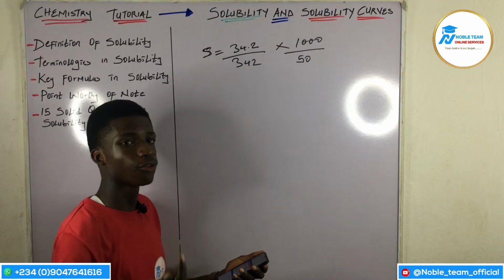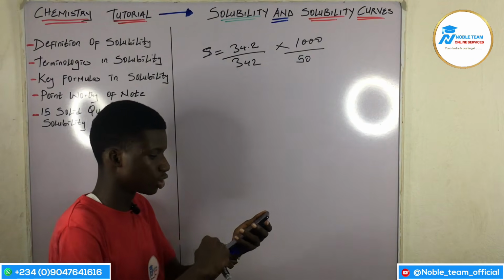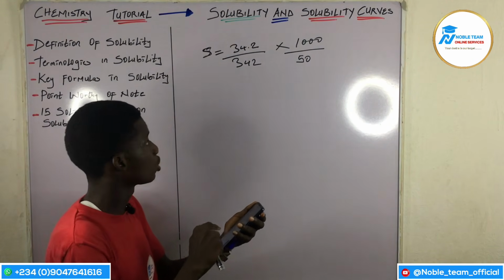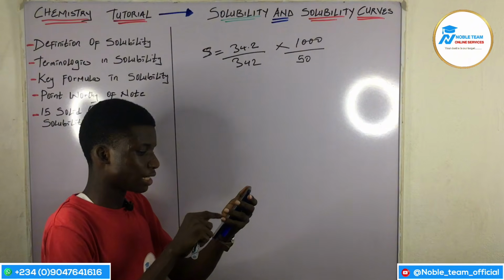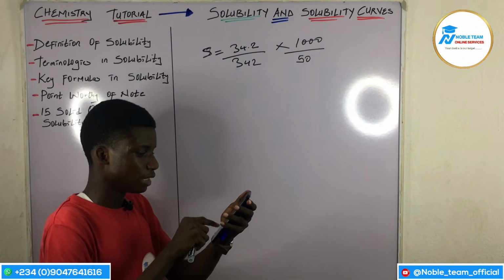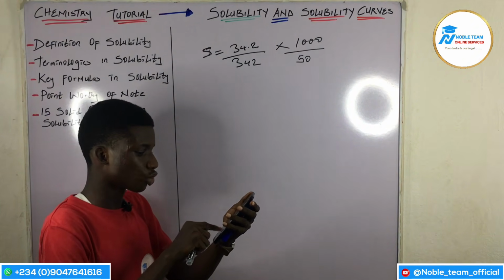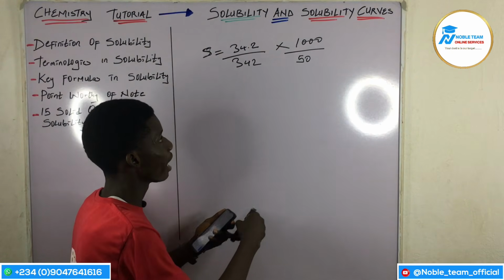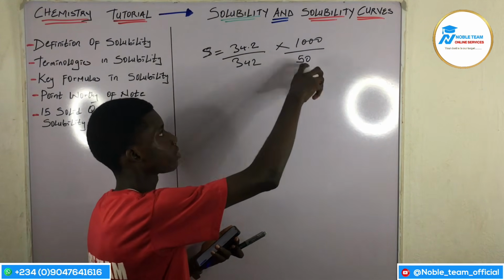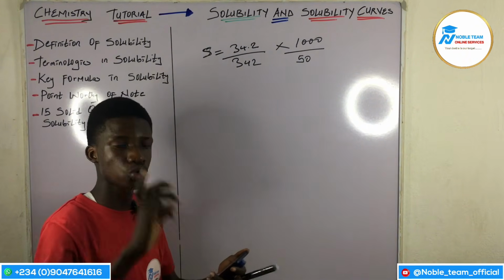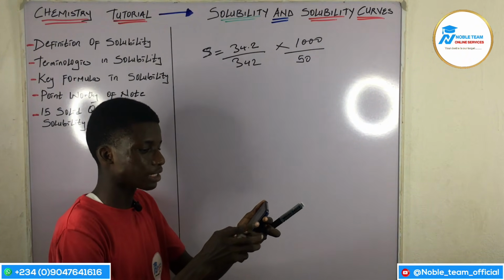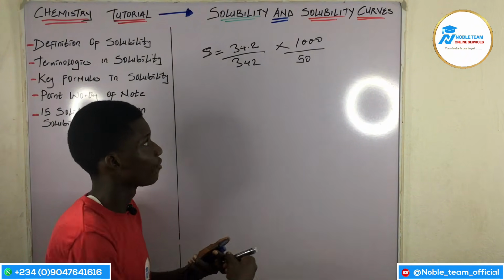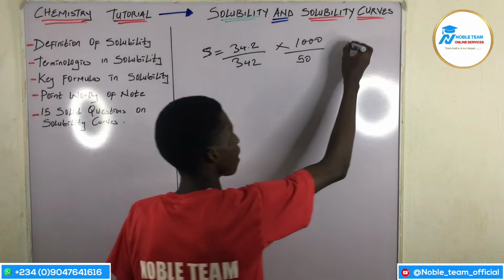Now follow me and do the calculation. Let's divide. 34.2 divided by 342 gives us 0.1. Then 1000 divided by 50 will give us 20. Then 0.1 multiplied by 20 gives us 2.